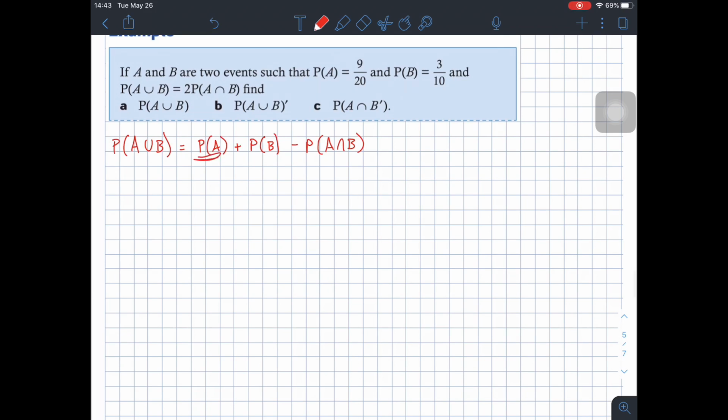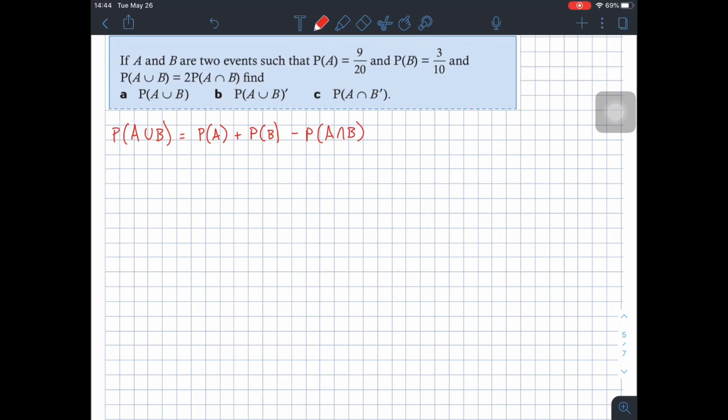So I already have this, and then I have a relationship for this variable and this variable, which is that the probability of A union B is twice the probability of the intersection. So I'm going to replace this value for its equivalent, which in this exercise is 2 probability of A and B. If I do that, I have 2 probability of A and B equals probability of A, 9/20, plus probability of B, 3/10, minus probability of the intersection.